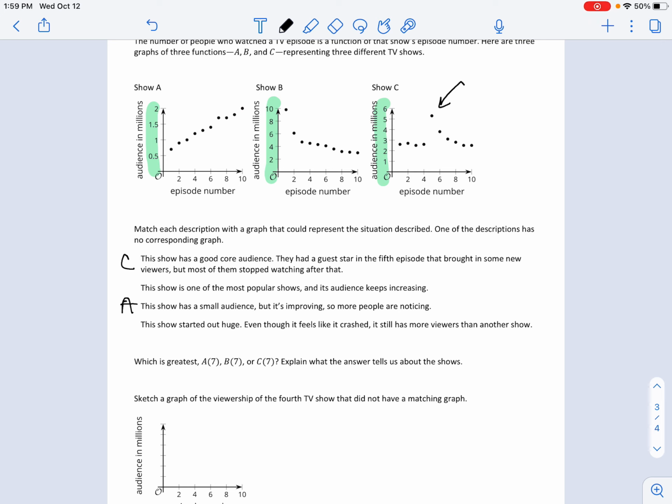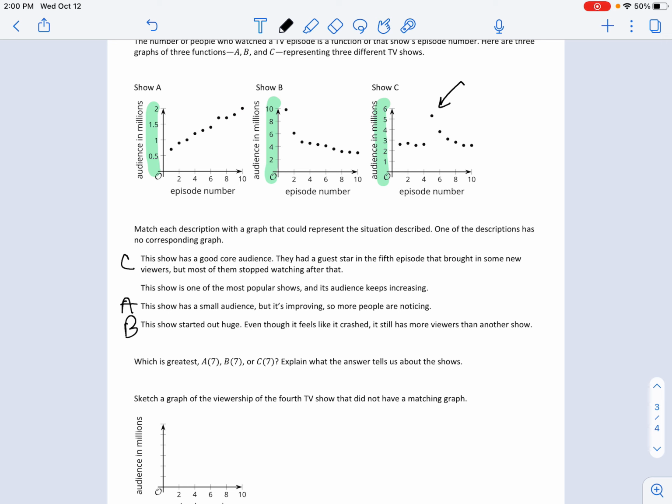The last one says this show started out huge. Okay, and so huge means up high. And so you can see in show B, that first point is really up high, up at the 10 million viewer range. And then it says, even though it feels like it crashed, it still has more viewers than another show. So if you look, it comes down to around 4 million viewers and hovers around 4 million, which is still more than show A, and a little bit more than show C even. So that last one is definitely show B. So we'll call that one B.